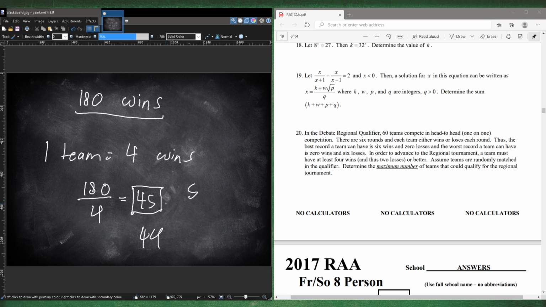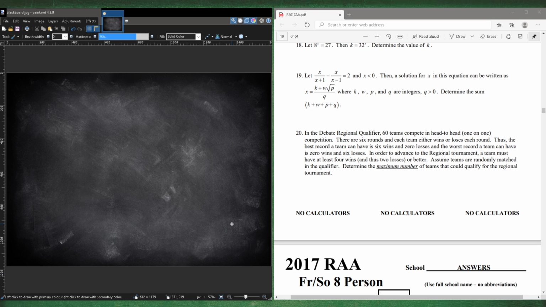So this is a logical way to think about it. Just scale down from your 60 to get to your 10, and then find out the amount of games, which basically gives you the amount of wins, and then do a conversion from 4 wins to one team, and you get your answer. And that basically covers the ICTM Division AA Freshman Sophomore 2017.